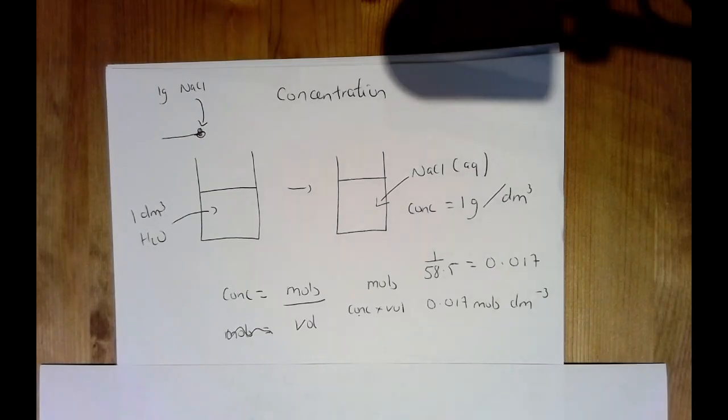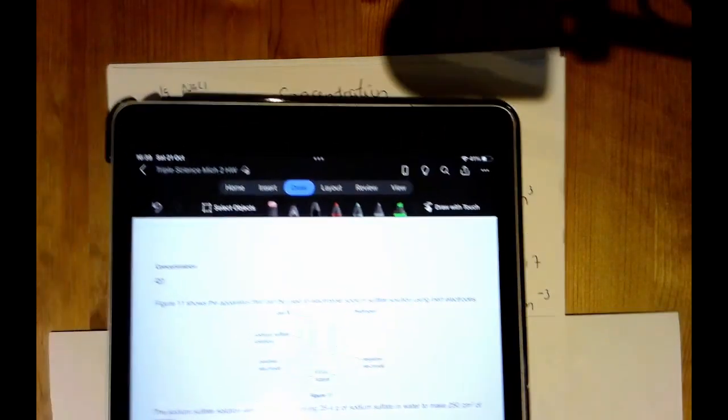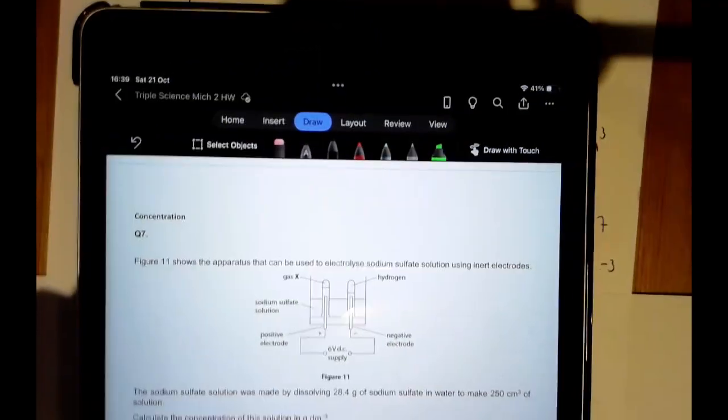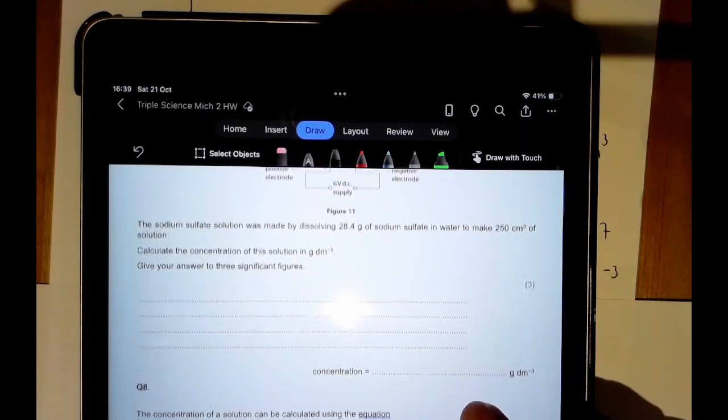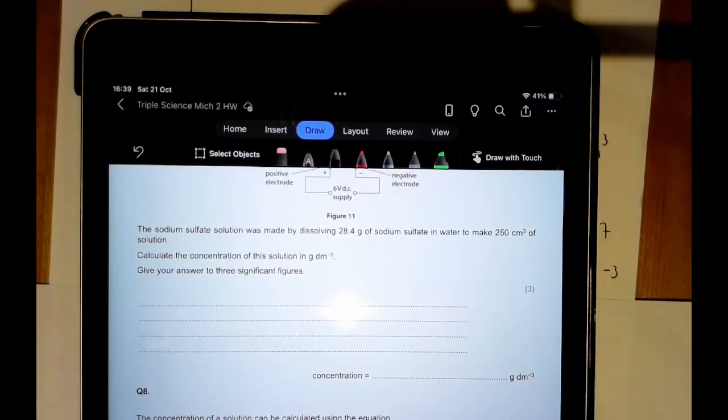We're going to go and do some of the questions. Again, as I said, some of these can be a little bit tricky, but we'll look at strategies that you can use to make them a little bit easier. So the first one here, it's about electrolysis, but we can ignore that and just look at the calculation.